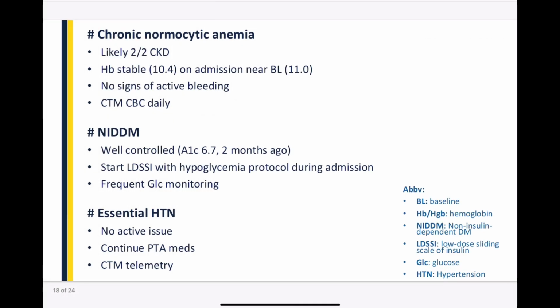Next problem is chronic normocytic anemia, likely related to CKD. His hemoglobin level has been stable at 10.4, close to his baseline of 11, with no signs of active bleeding, so we'll continue to monitor CBC daily.